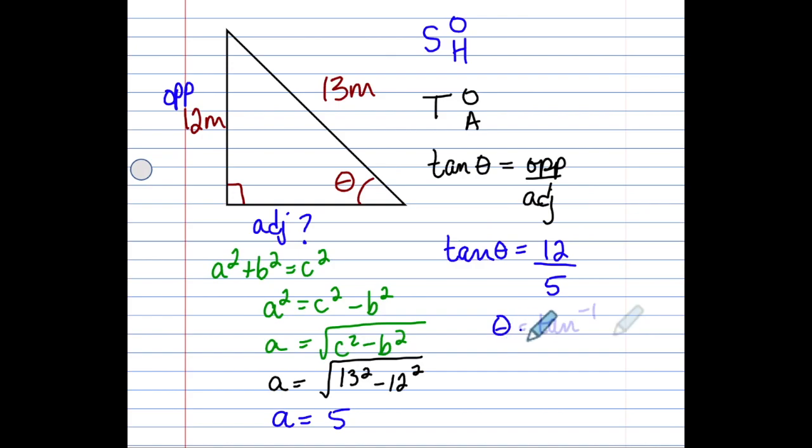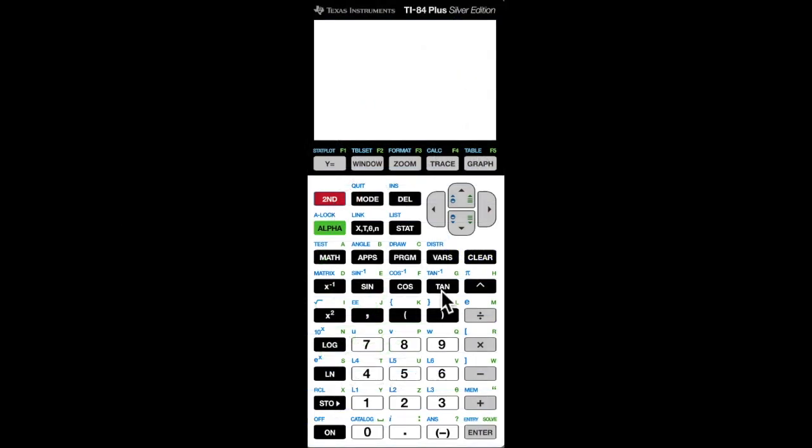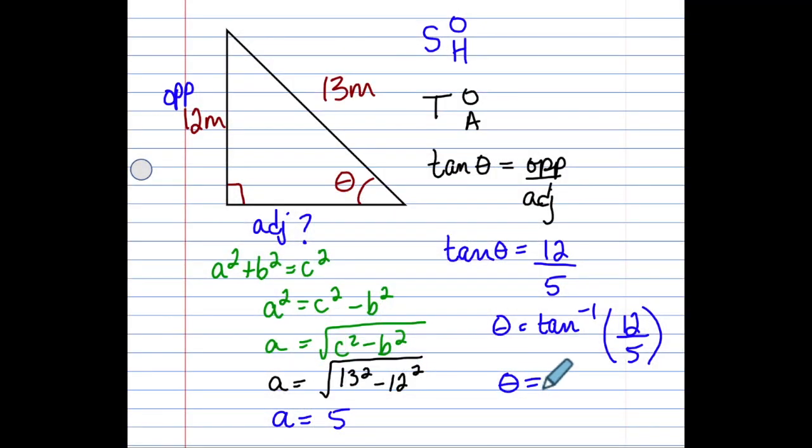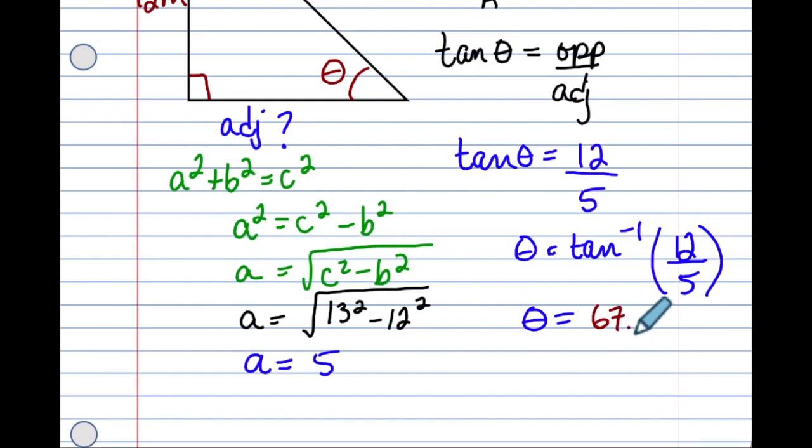The angle then is the inverse tan of 12 divided by 5. Second function, inverse tan, 12 divided by 5 equals 67.38. The angle is 67.38, which rounds to 67 degrees. Angle theta is 67 degrees.